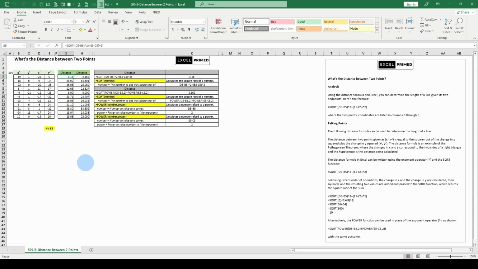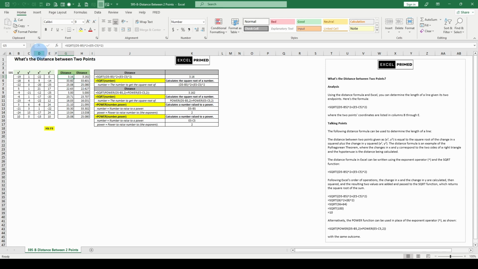As the crow flies, what's the distance between two points? Take a look here. We have the well-known formula, x squared, y squared. Well, how do we determine distance? Square root of D5 minus B5 squared plus E5 minus C5 squared.